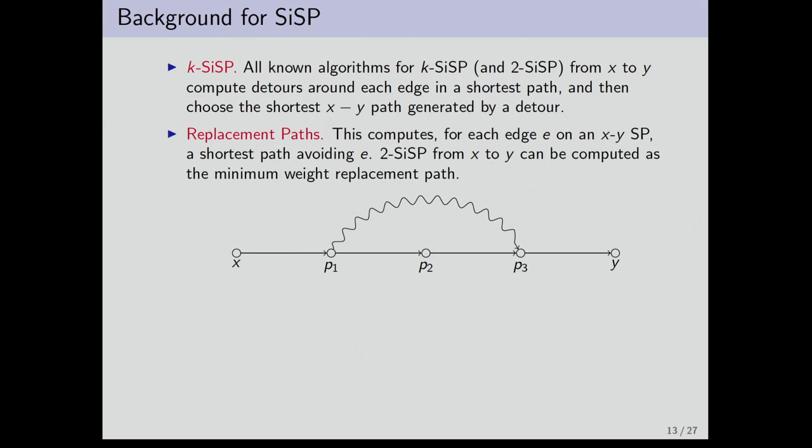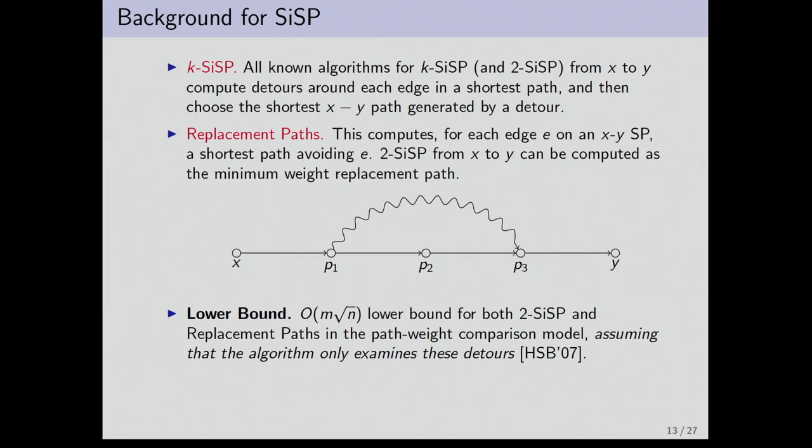Find a path that avoids the shortest path, and comes back at some further point, like P3 here, and then continues along the path up to y. All known algorithms for either KSISP or replacement paths have used this strategy. In fact, so much so that there's even a lower bound. Hirschberger et al. gave an m square root of n lower bound for both 2SISP and replacement paths in this path weight comparison model, assuming that the algorithm only examines these detours.